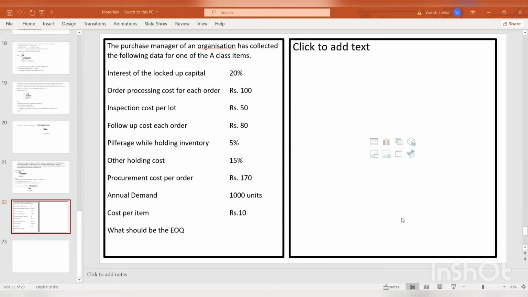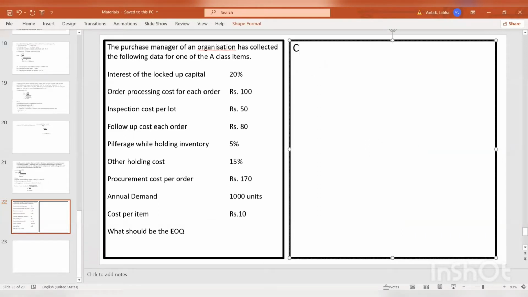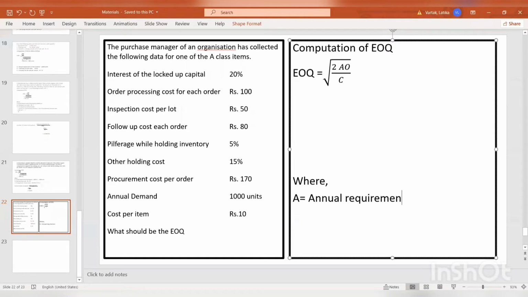Whenever we calculate EOQ, that is computation of EOQ, what is the formula? EOQ is equals to square root of 2AO divided by C. So here we should know what is A, what is O, what is C. So here A is equals to annual requirement of raw material. So in short, I'm writing raw material.